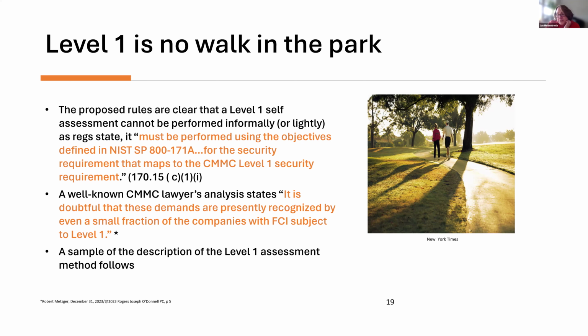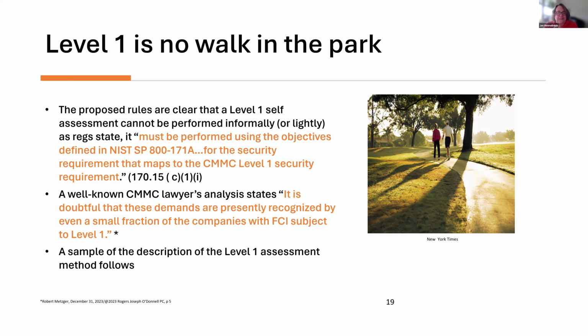You have to actually go through all the objectives from NIST 800-171A, which is the assessment part, for the security requirement that maps to your CMMC level 1 security requirement, i.e. they've now added in all those objectives. One of the lawyers, and I don't say it was Robert Metzger because I don't actually remember which lawyer, was conjecturing about doing separate assessments, but he said, he's very well known in this space.